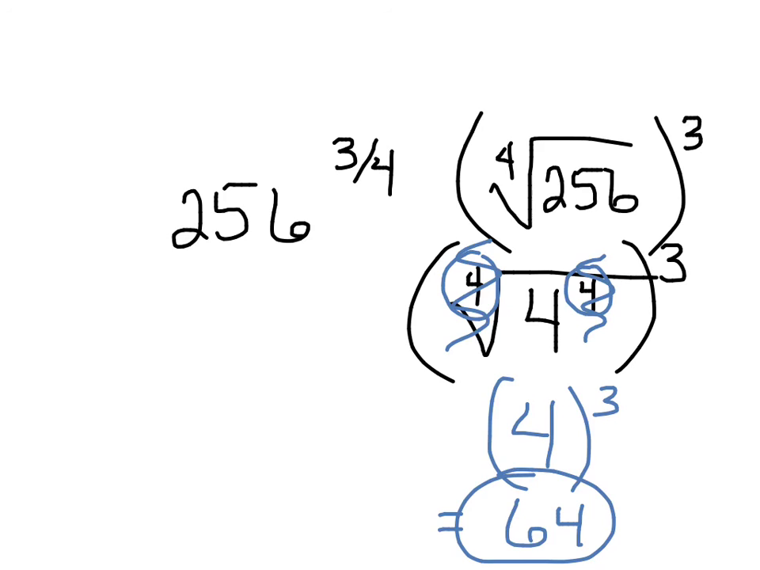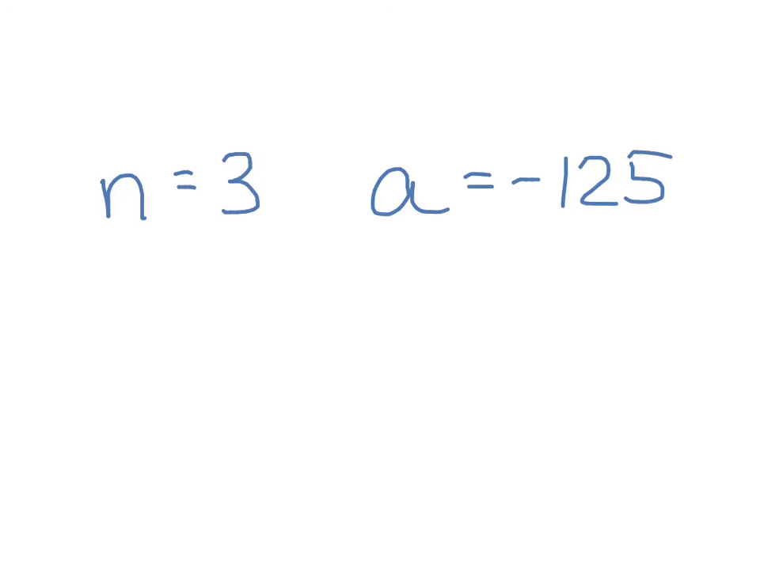Okay? So, again, for those of you who were gone on Friday, that's basically what we did. The only other thing that you may have missed would have been problems that look like this. So if you were gone on Friday, I'll do one like this just so that you can see it. When it gives you, and we've already done this one today, but just in case, n equals 3, then a equals negative 125.